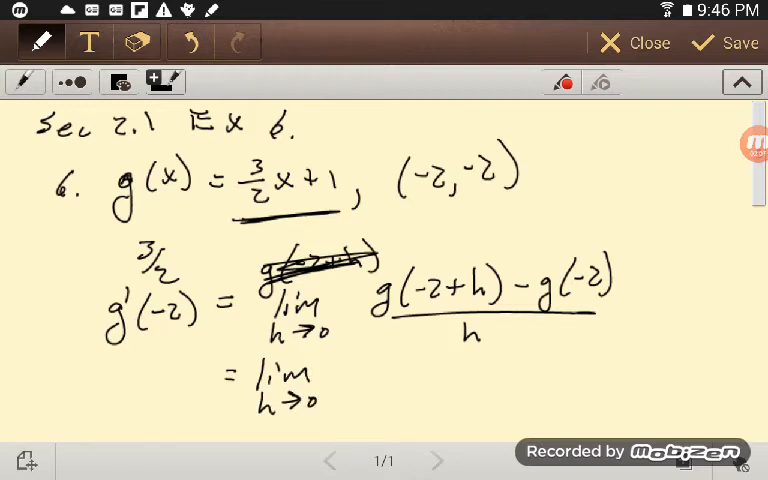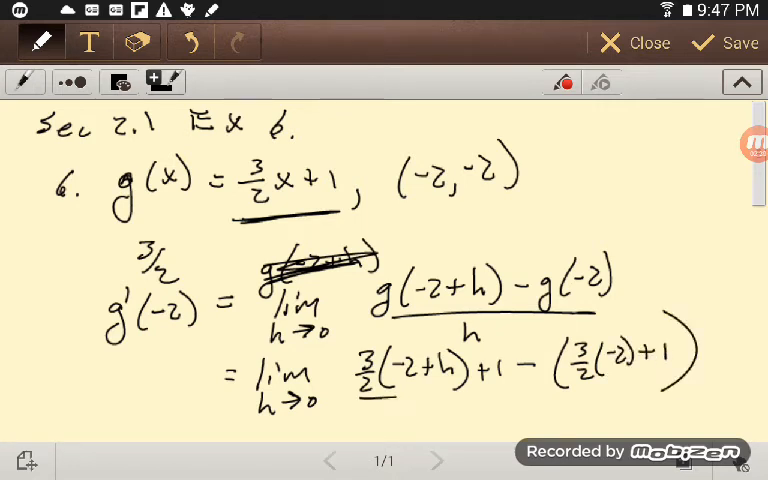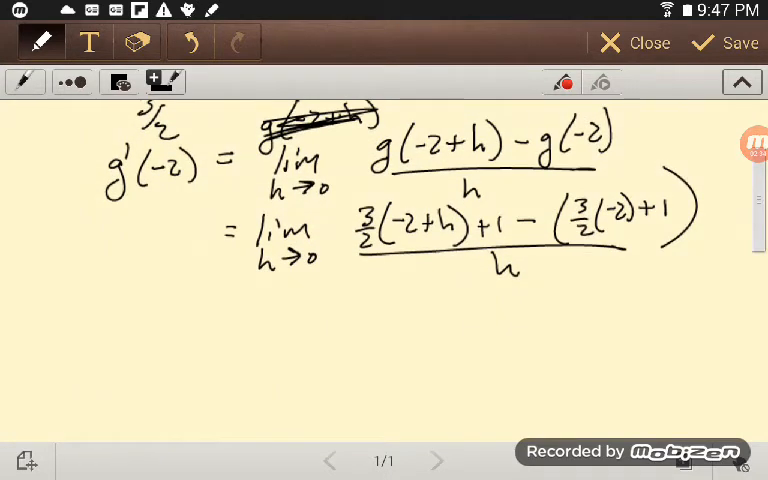So g of -2 plus h, and again remember that we need to do the x is -2 plus h, and then plus 1, and then be careful of your negatives and so forth. So 3/2 times -2 plus 1, all within that negative sign there. And so this is the limit as h goes to 0.